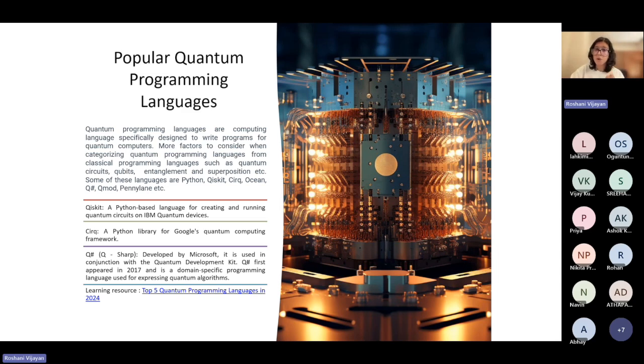Some popular quantum programming languages. I did mention before that you have to have a good understanding of Python because that's very beneficial. If you know how to work with Python, there are different libraries that you can work with. For example, you have Cirq, by Google, which is a quantum computing framework. You've also got other libraries and languages as well, like Qiskit, which is by IBM. You've also got Q Sharp, which is like C Sharp, but quantum, and it's by Microsoft, and you can use this along with the Quantum Development Kit. You've also got Ocean, which is by D-Wave, and you've got QMod, PennyLane.